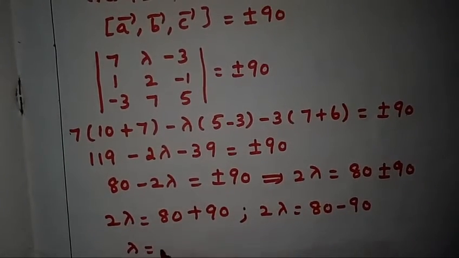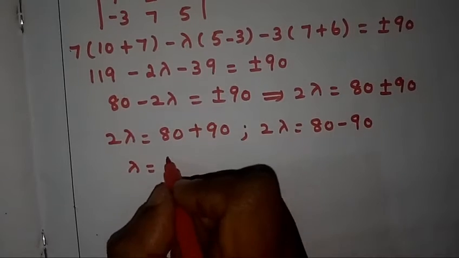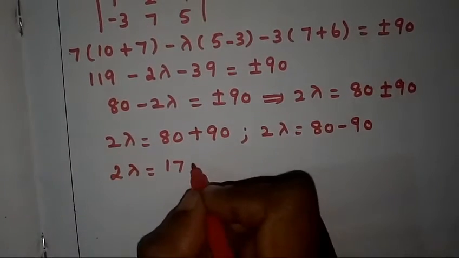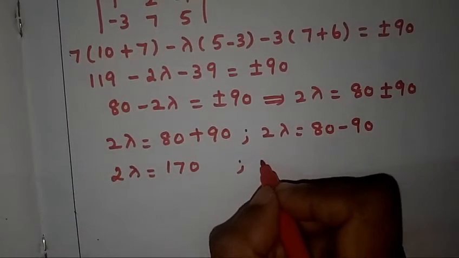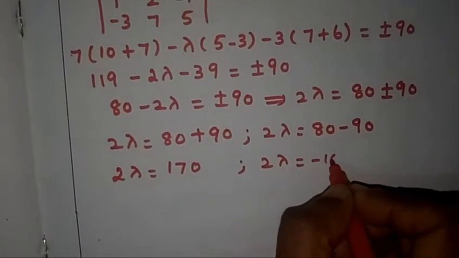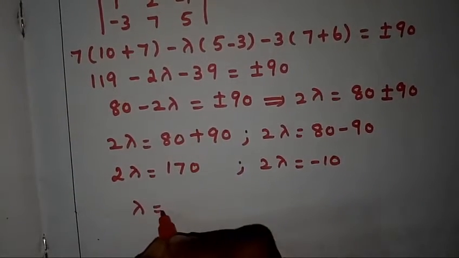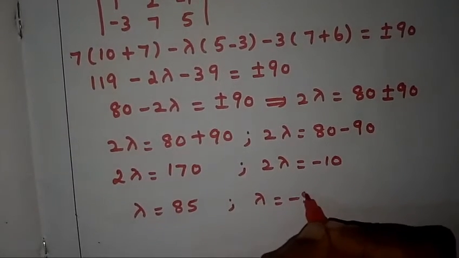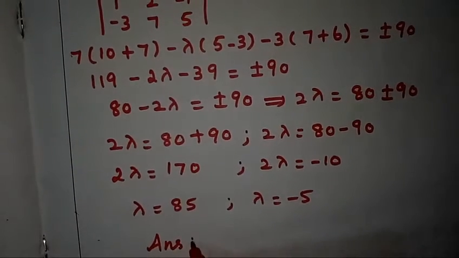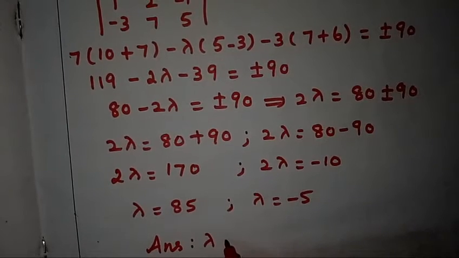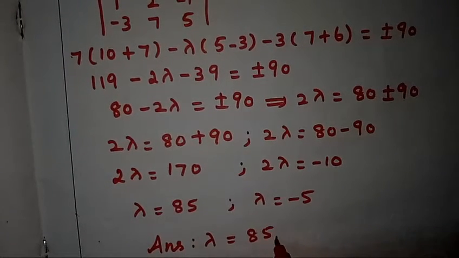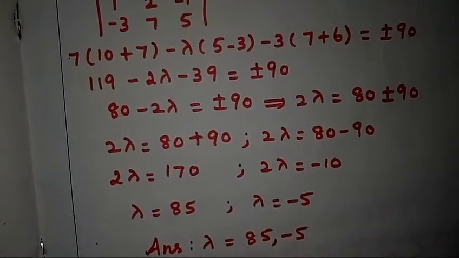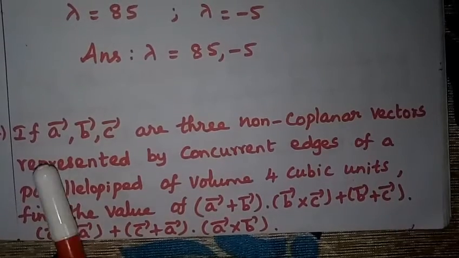So here we have 2 lambda equal to 170, and here 2 lambda equal to minus 10. So lambda equals 85, and here lambda equals minus 5. So the answer is, in the book only one answer is given, but two answers will come, 85 comma minus 5. Now question number 4.